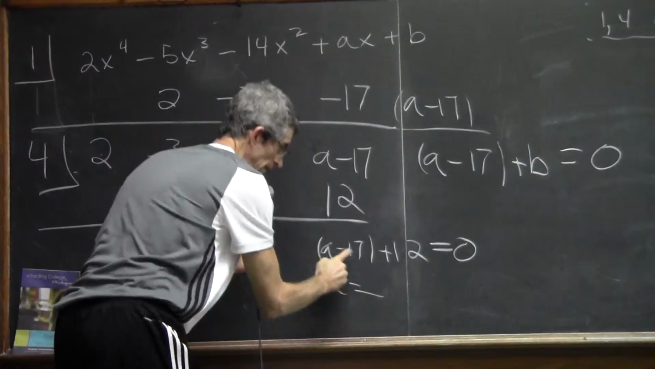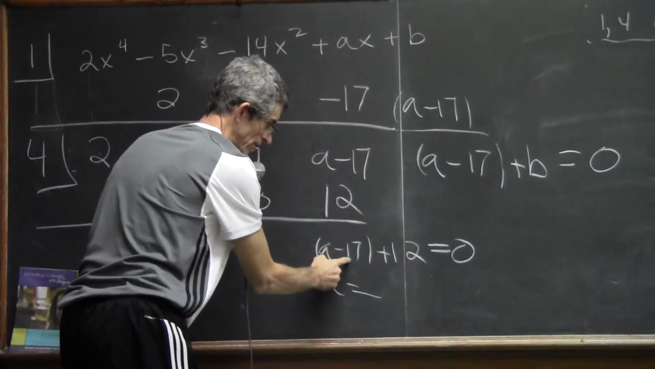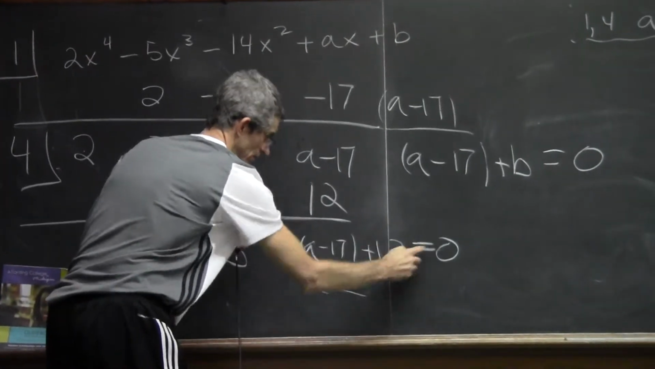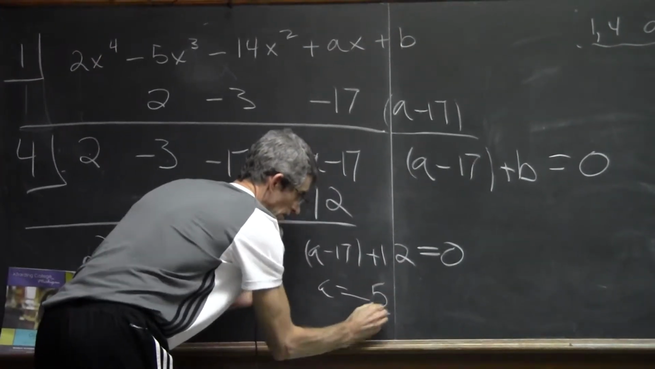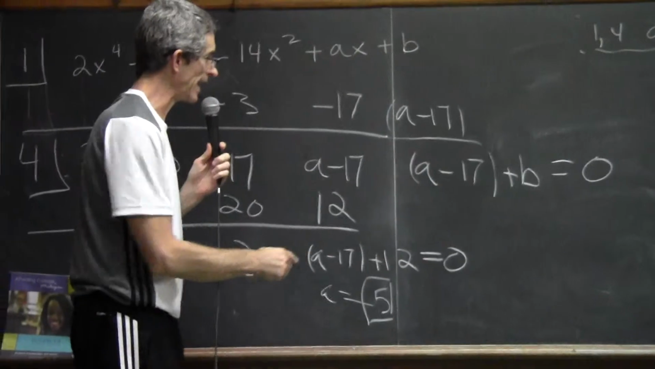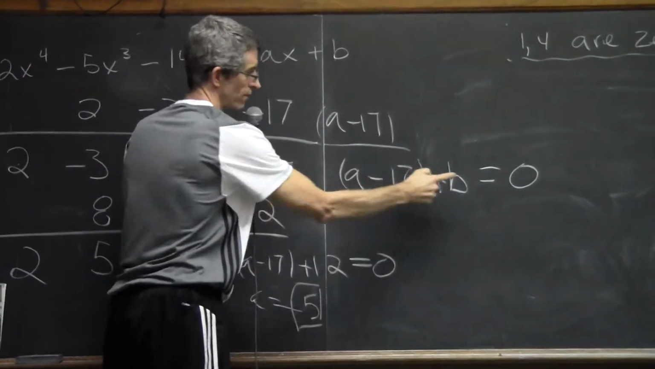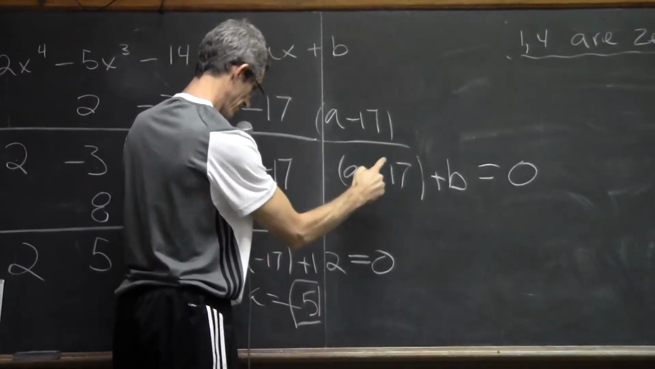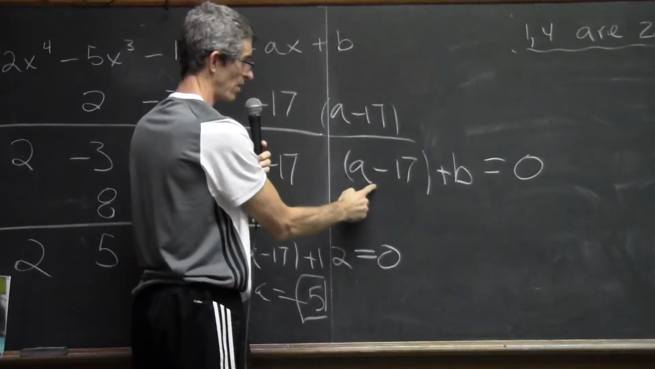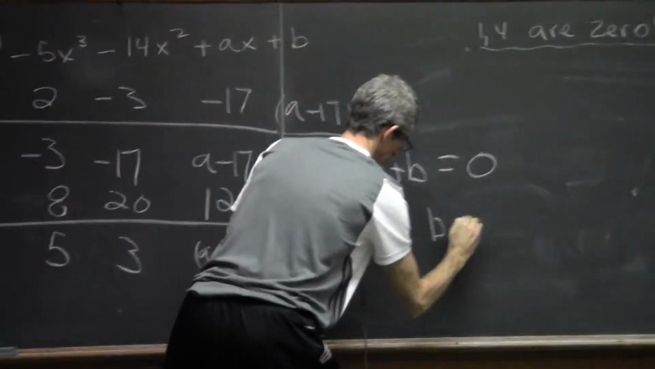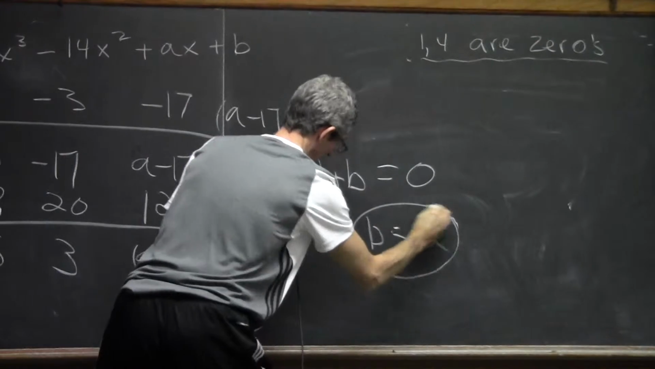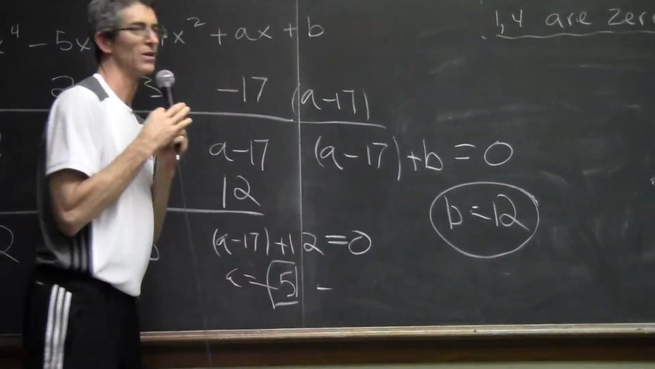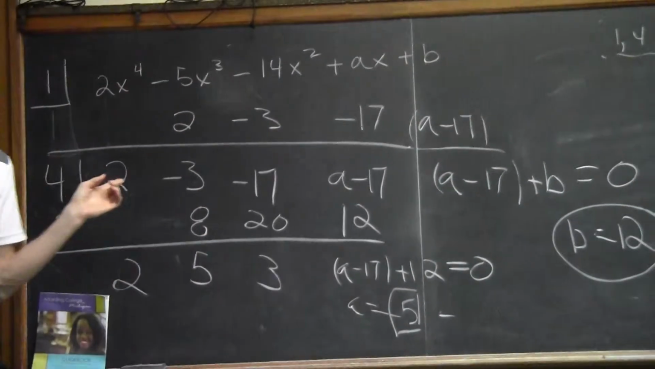So a is going to be 5, right? 5 minus 17 is negative 12. Negative 12 and 12 is 0. There you go. And then once you have the a, then you can come back into here, put it in, you can find b. So 5 minus 17 is negative 12. So b has to equal positive 12, right? Boom. 2 answers. Interesting problem there.